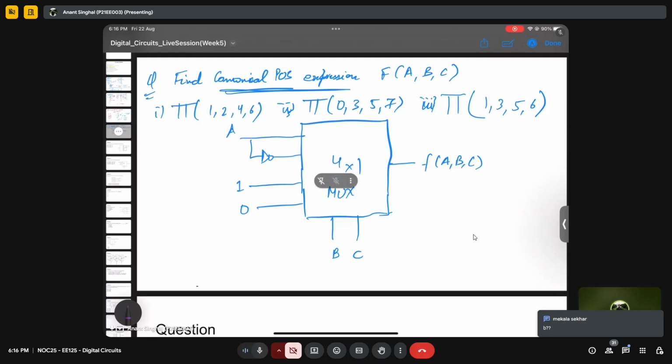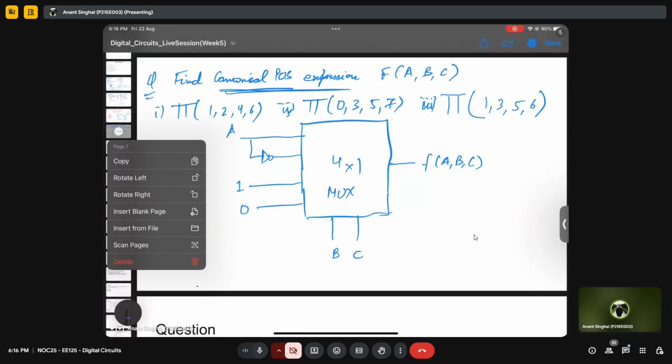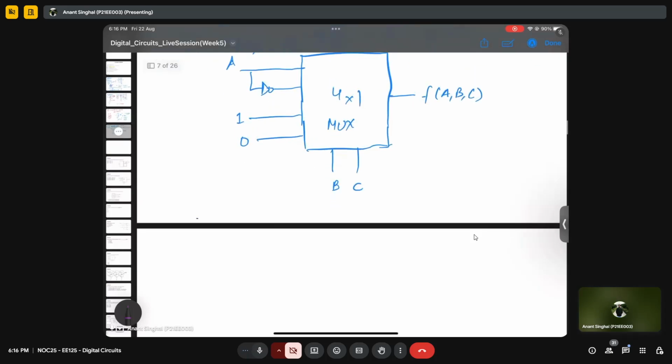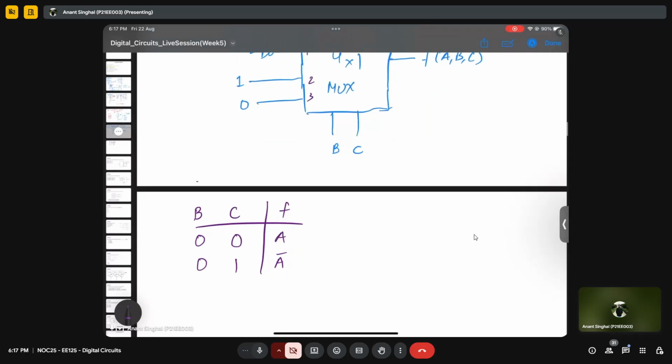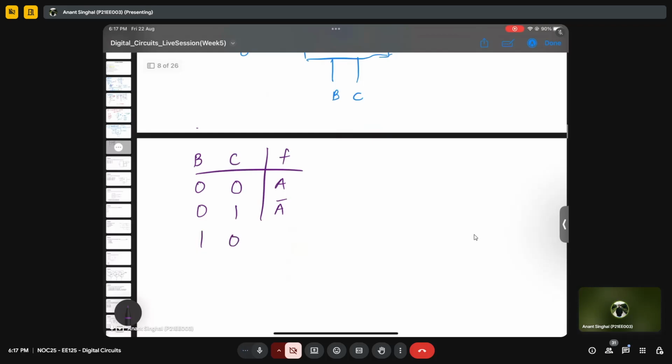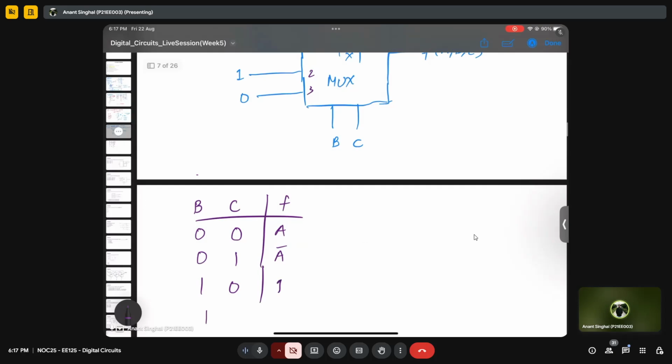One answer is B. So let's try it out. If you understand the basics, this is very easy actually. Let's put it in a table. When BC is 0, 1, 2, 3, the inputs are as follows. I'm writing the final function. When BC is 0 0, it will be A. When it is 0 1, it will be A complement. When it is 1 0, it will be 1. And when both are 1, it is 0.